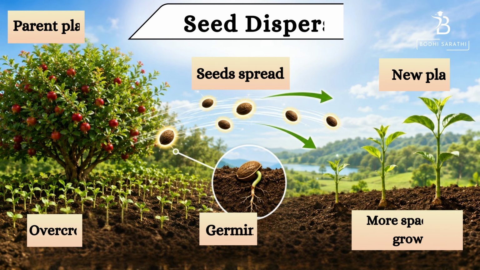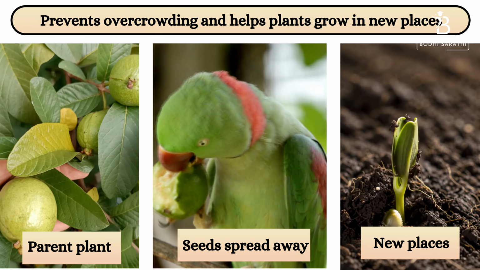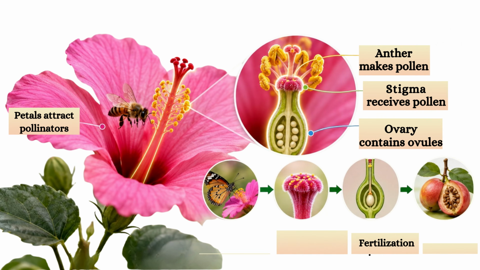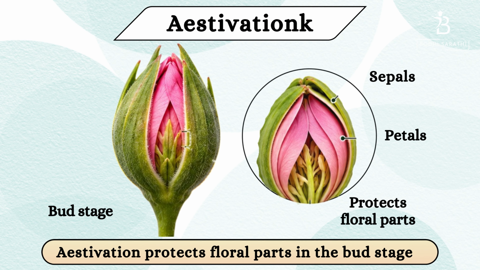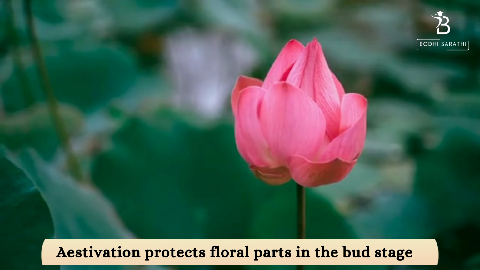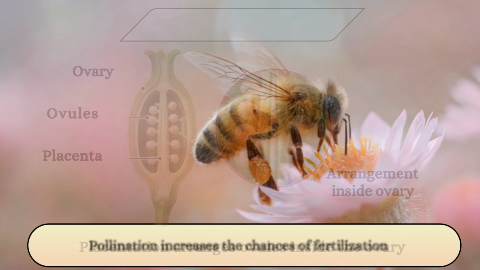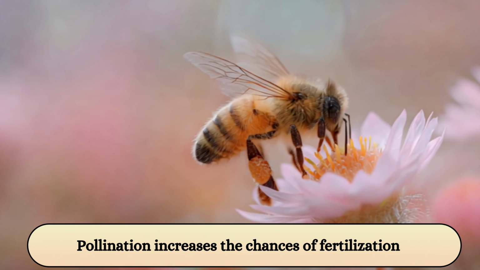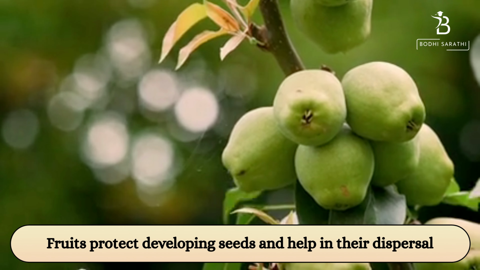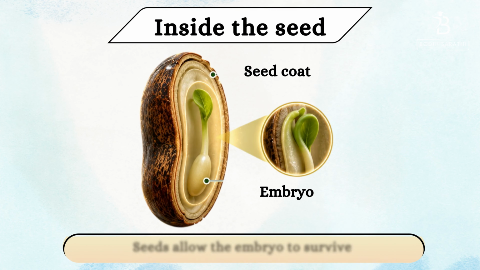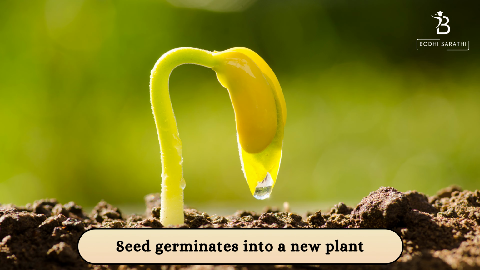Seed dispersal prevents overcrowding around the parent plant and helps plants grow in new places. Evolutionary significance. Flowers evolved to improve reproduction in flowering plants. Estivation protects floral parts in the bud stage, while placentation ensures proper arrangement of ovules inside the ovary. Pollination increases the chances of fertilization and seed formation. Fruits protect developing seeds and help in their dispersal. Seeds allow the embryo to survive unfavorable conditions and grow into a new plant when conditions become suitable.